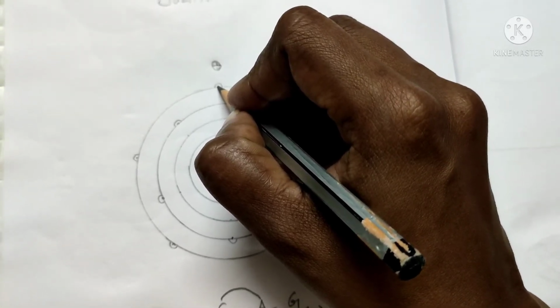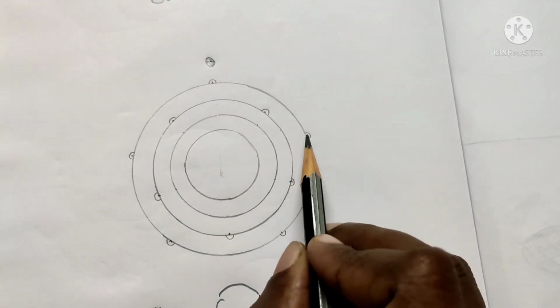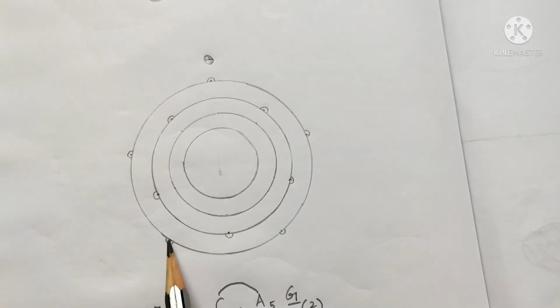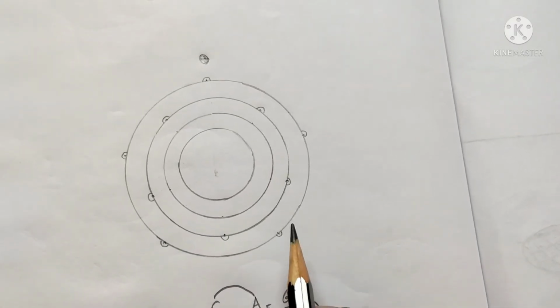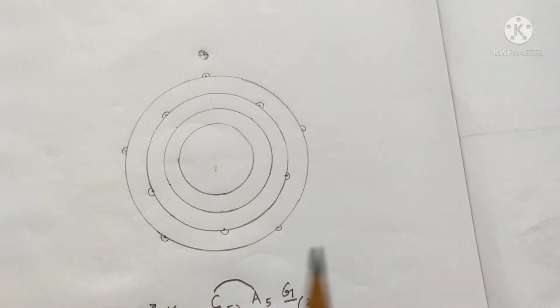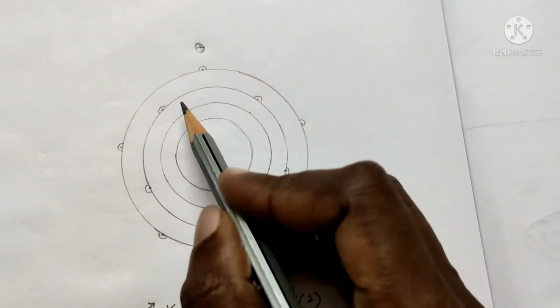So here one point you are keeping. You are keeping here another point. Here another point. Then you are keeping here 1 point and here 1 point. So now you are having how many? 5 points, right? On the outer circle I am having how many points? 5 points.